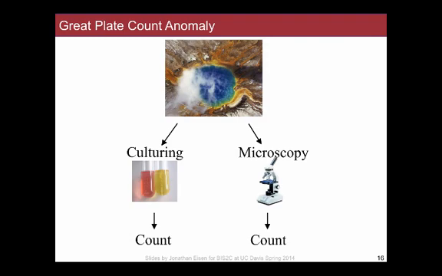How many were you able to grow versus how many were you able to see? And in every environment that's been looked at, you see more in the microscope than you're able to grow in the laboratory. Sometimes many orders of magnitude more. That is, you could grow 10 organisms and you might see 100,000 different things in the microscope.